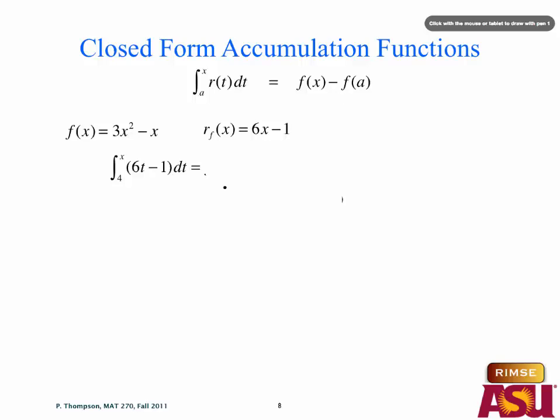So can you write down now what this equals? Use function notation in this first step. Use function notation to write down what this would be. Would you use r sub f of x, or would you use f? And what would you write using one of those functions to represent the integral from 4 to x of 6t minus 1 dt? Using function notation now.